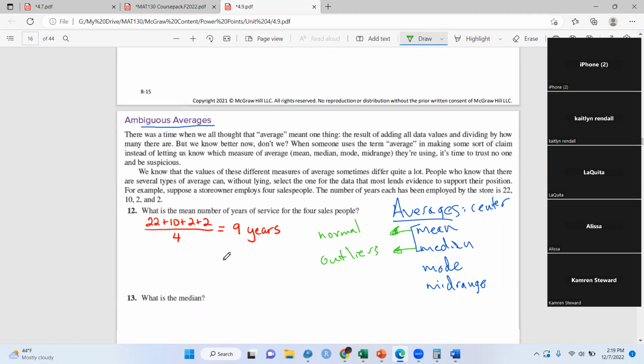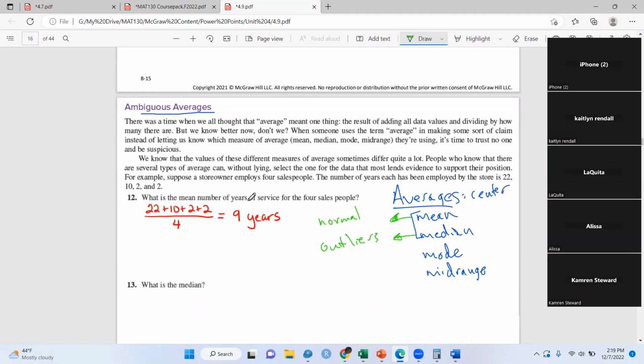The author points that out here when he's talking about the mean years of service for these 4 salesmen of 9 years versus the median, which would be 6 years. So that's a better measure of the center. And news organizations will report the mean when they're trying to mislead you, when they're trying to push your thoughts in a particular direction.